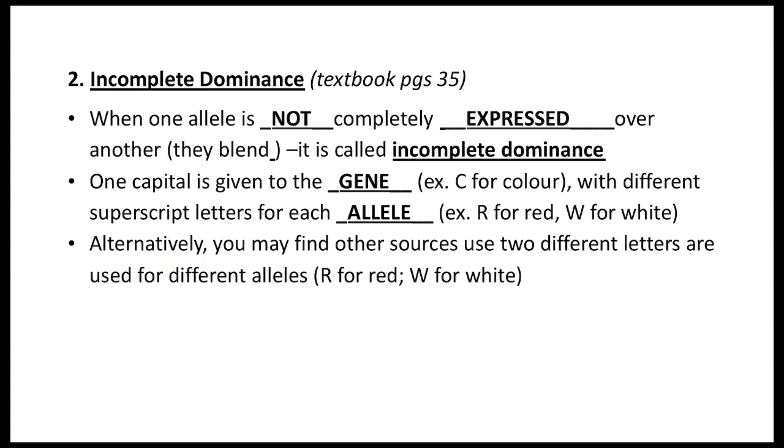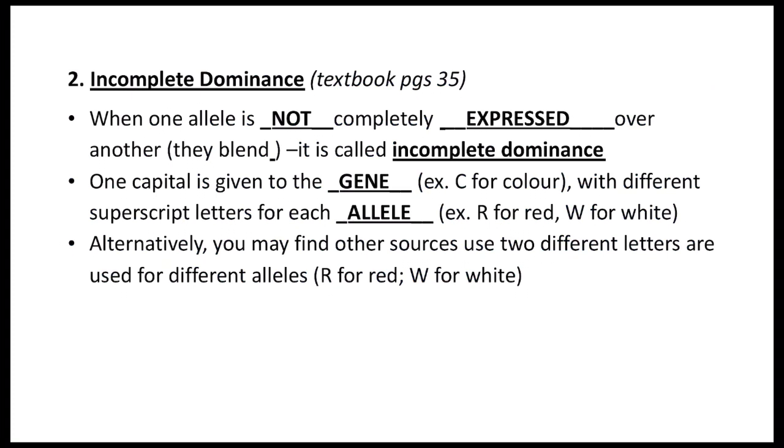One capital is given to the gene, i.e. C for color, with different subscripts for each allele, i.e. R for red, W for white. So really similar notation and setup to codominance, but gives a different end result.